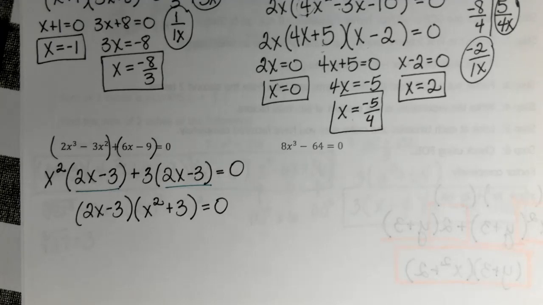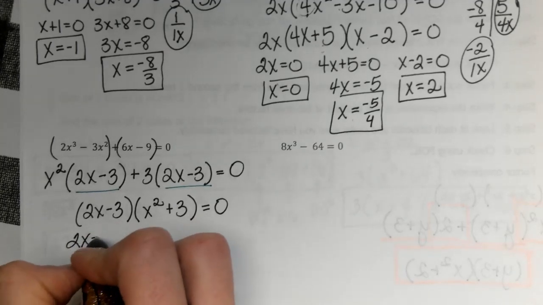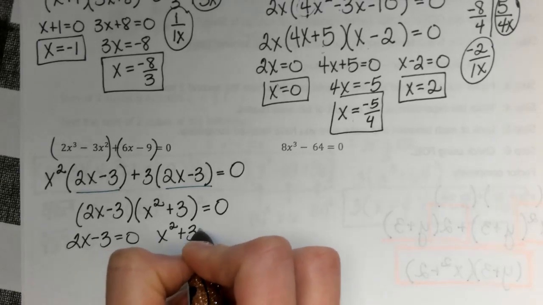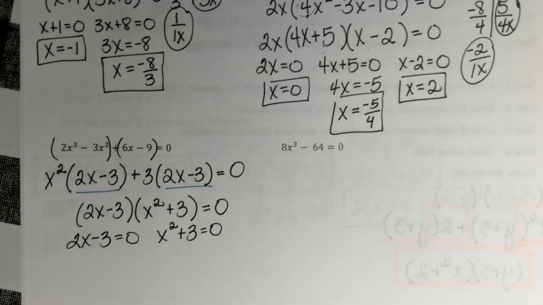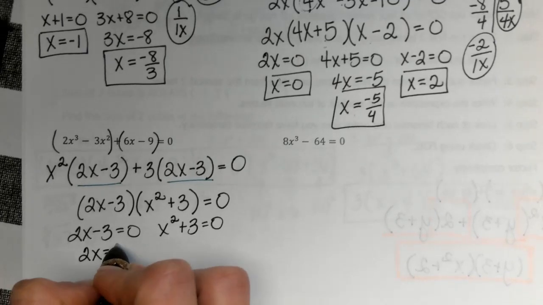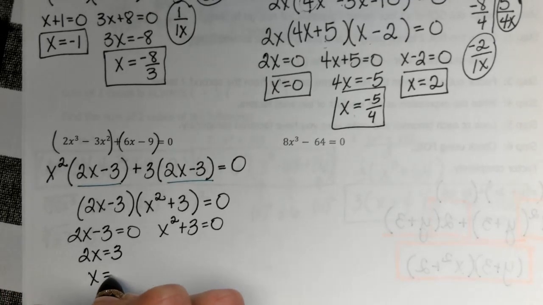Alright, 2x minus 3 equals 0. X squared plus 3 equals 0. For 2x minus 3, I can add my 3. 2x is equal to 3. Divide by 2. X is 3 over 2.